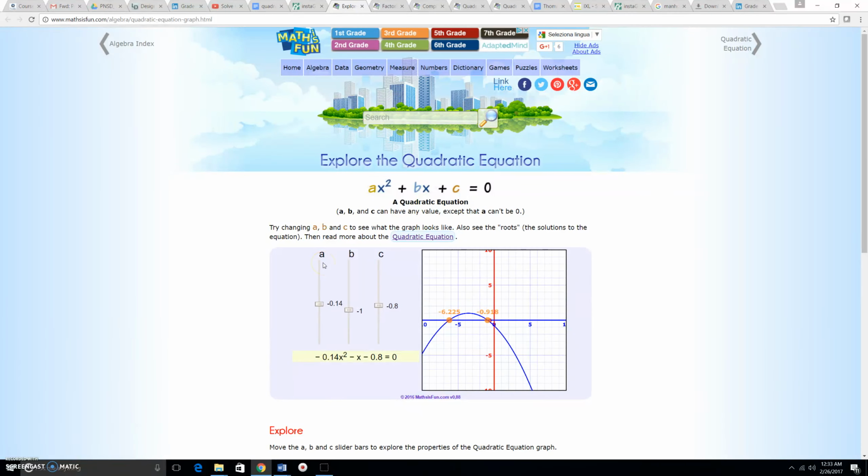So it's the first approach to a quadratic equation in the algebraic form and in graph form.